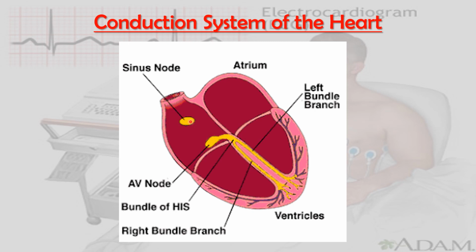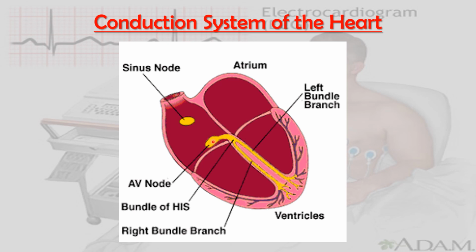The SA node discharges the impulse. It stimulates both atria. Then the impulse comes to the AV node and stays for a few milliseconds. And why is that? To allow the atria to depolarize, contract, and evacuate their blood before the ventricles contract. Because if there is no delay in the AV node, the impulse will go quickly to the ventricles, and both atria and ventricles will contract at the same time.